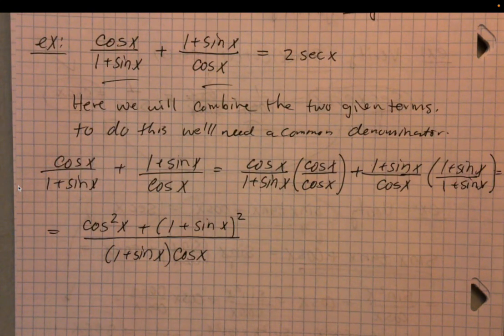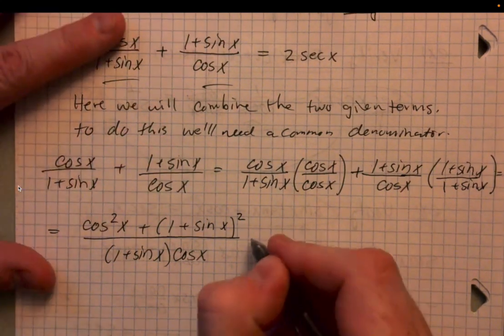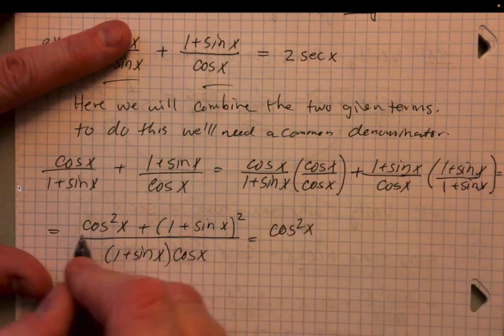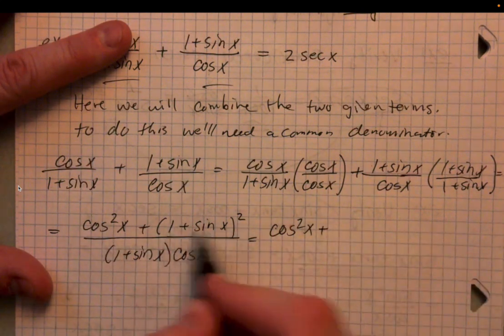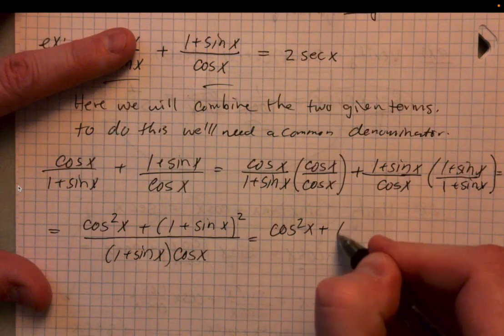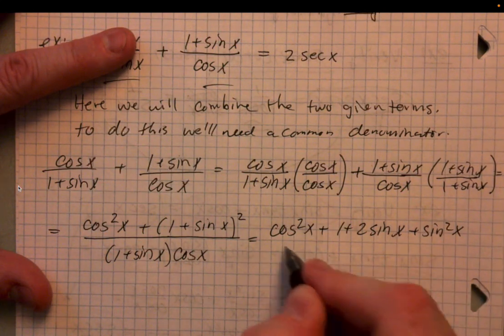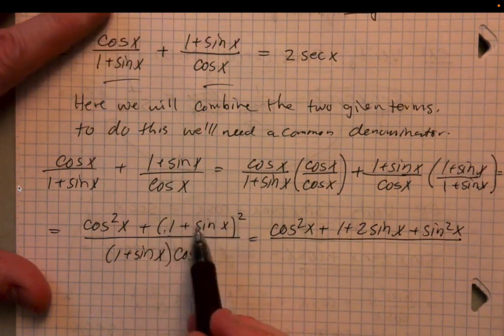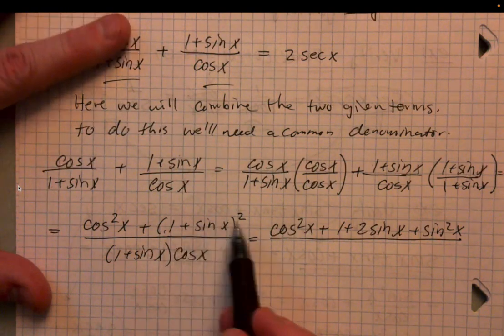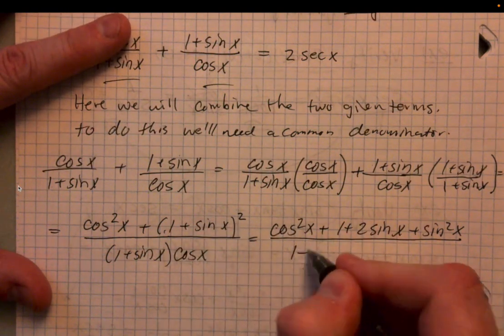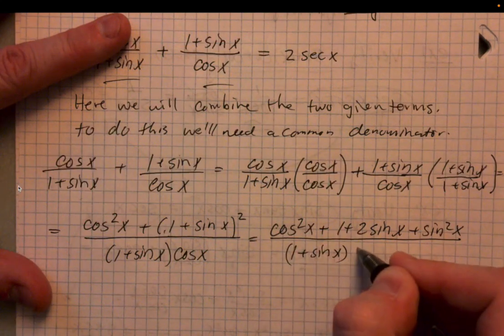Okay. And when you've got a numerator like this, a term like 1 plus something quantity squared, you should probably expand it. Usually that's helpful. So I'm going to write this as cos squared x, just copying that over. And then I'm going to FOIL this out, right? So when I do that, I get 1 plus 2 sine x plus sine squared x. That's just simply using the FOIL method on this term here. And then all of that is over 1 plus sine x times cos x.